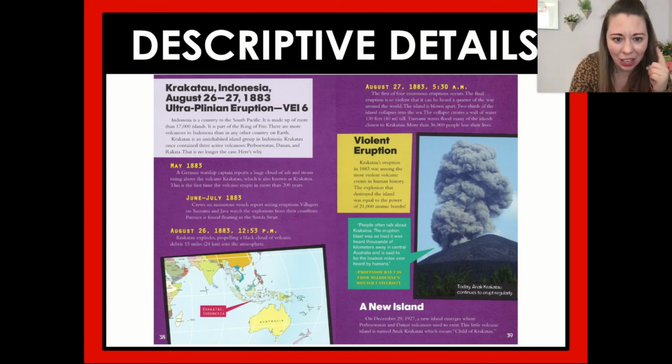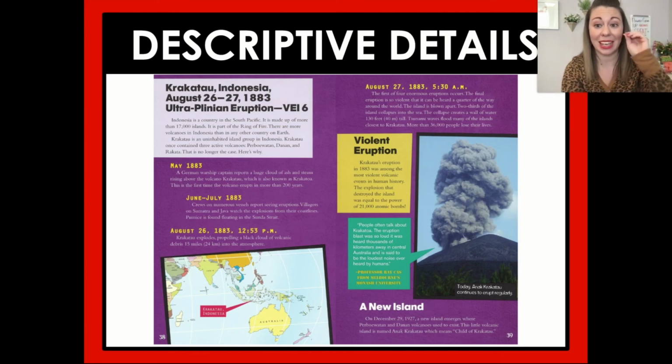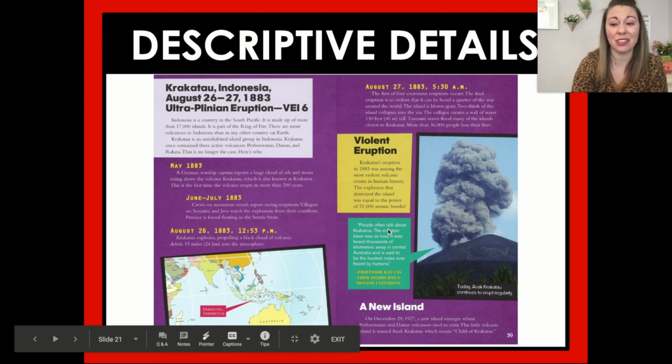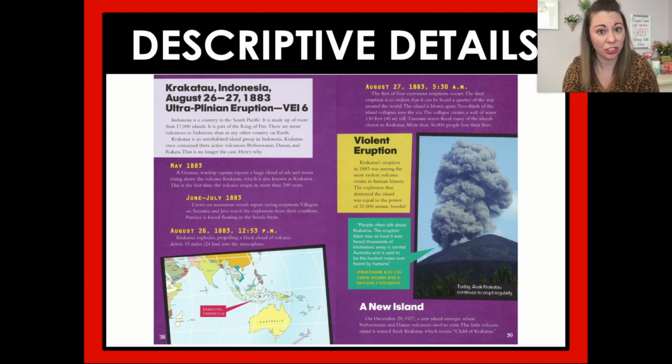And then let's see, what else can we find? Other crews are reporting seeing more volcanoes. So again, more sight details. And then on August 27th of 1883, it says the first of 4 enormous eruptions occur. The final eruption is so violent that it can be heard. So now we have a hearing detail. It can be heard a quarter of the way around the world. The island is blown apart. And then it also told us in this green box about the sound that they believe is the loudest sound that humans have ever heard. So again, that's a hearing detail that they give us right there.